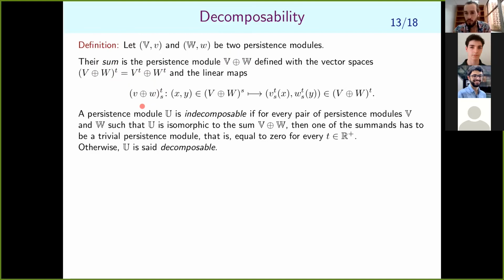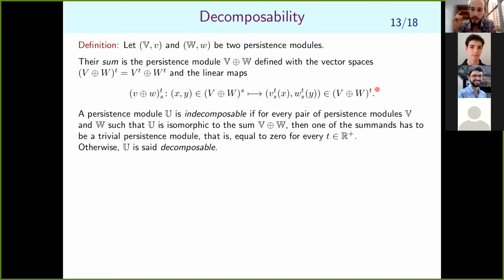Explicitly, in this linear space, I take a point (x, y). Its image will be: to x, I apply the map coming from V, and to y, I apply the map coming from W. So I can define a persistence module that is a sum of two persistence modules.